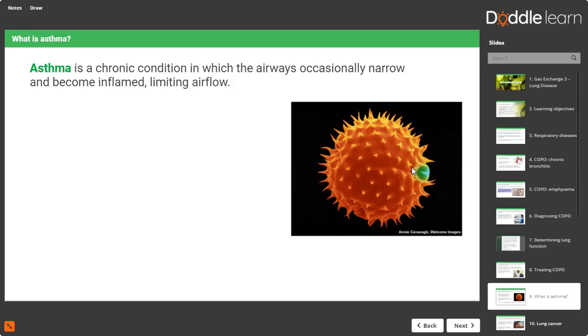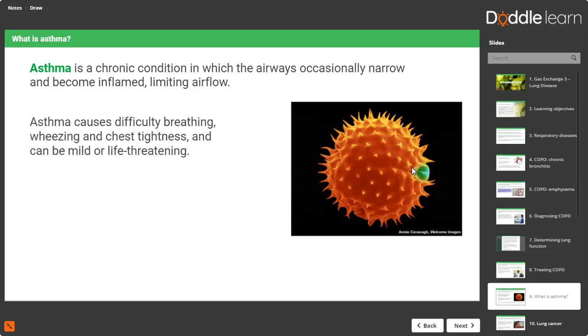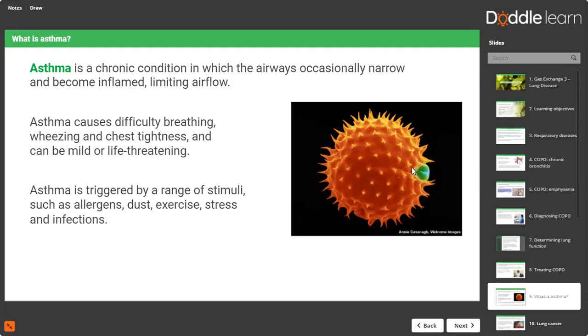So asthma is chronic, so it's long-lasting, but how much the airways are inflamed and narrowed can change over the course of hours, minutes, days, months. Asthma causes difficulty in breathing, wheezing and chest tightness, and can be mild to life-threatening. And asthma can be triggered by a huge range of stimuli for different people. So it can be things such as allergens, dust, exercise, stress, and infections. Things such as hay fever can trigger someone's asthma, pet hair, dust, increasing the amount of breathing during exercise, just being stressed, and then being ill as well.